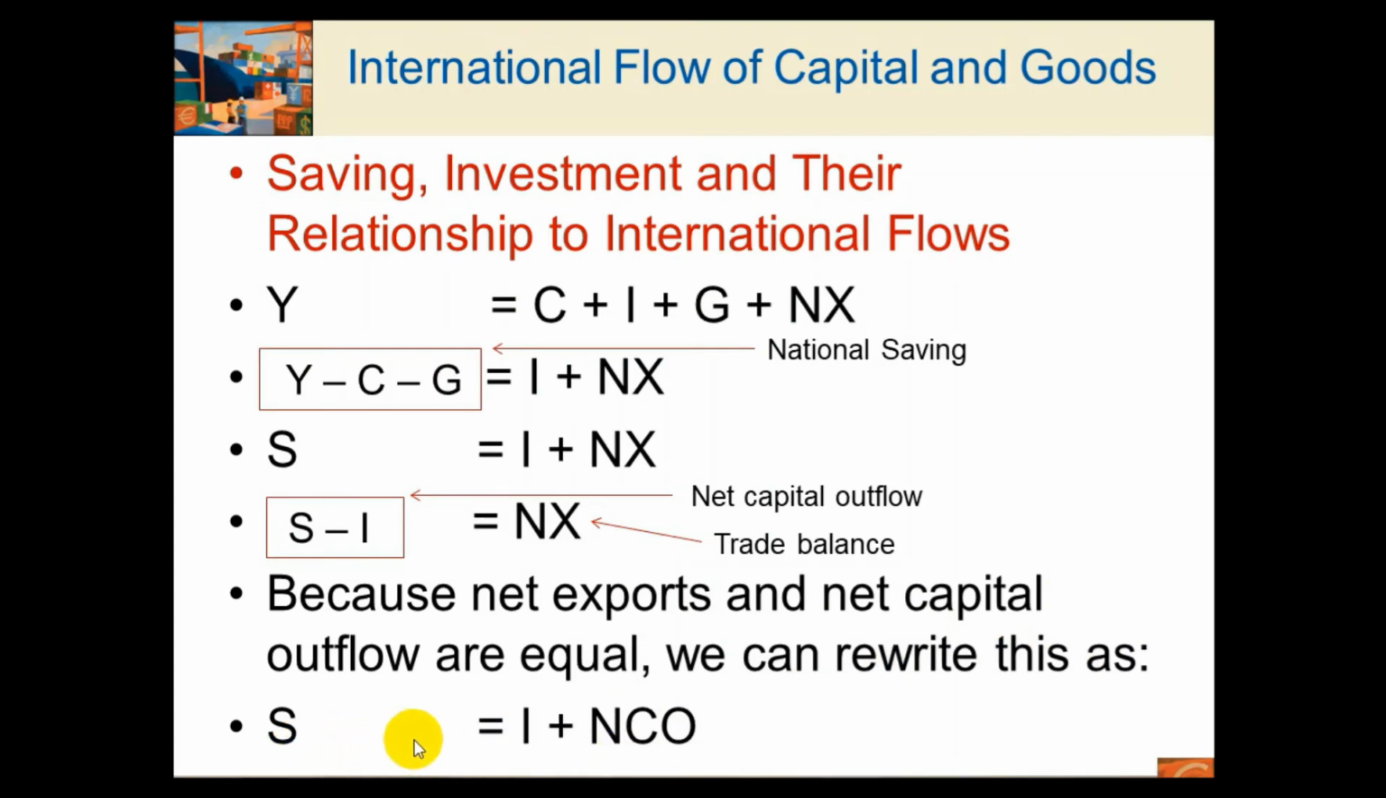This formula implies saving is equal to the sum of domestic investment and net capital outflow. For example, if you have a saving, you can use your money to finance accumulation of domestic capital or use it to finance the purchase of capital abroad.